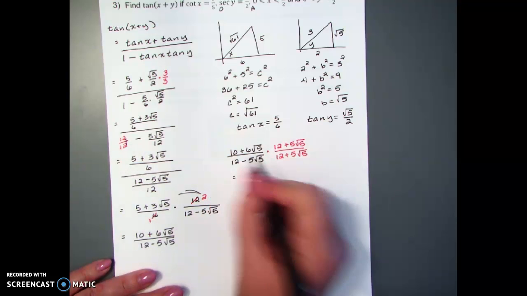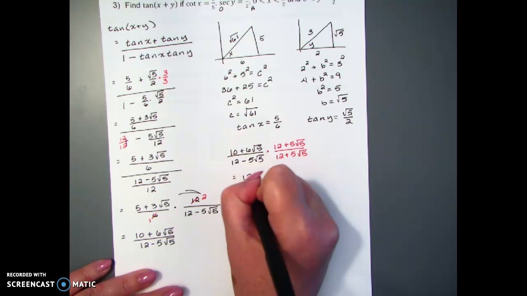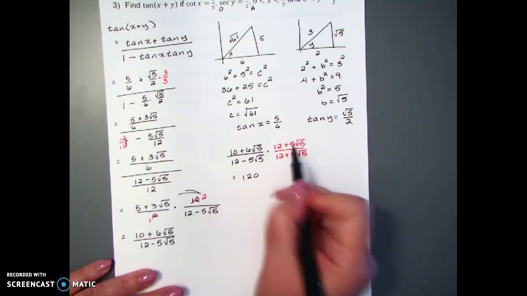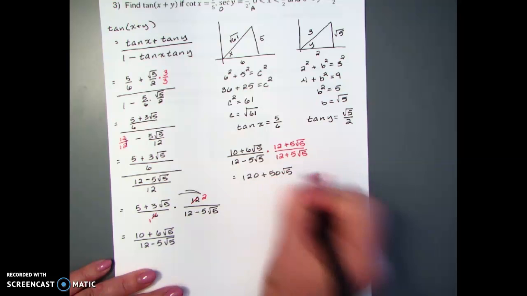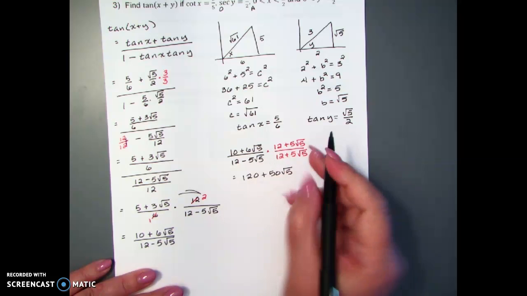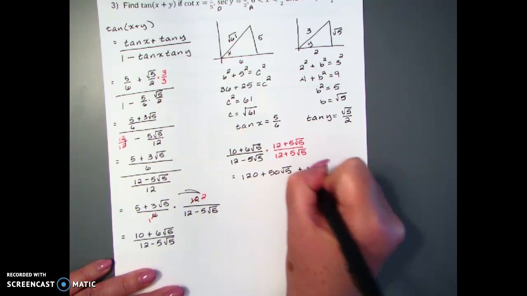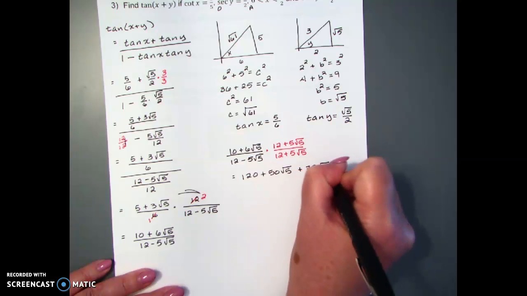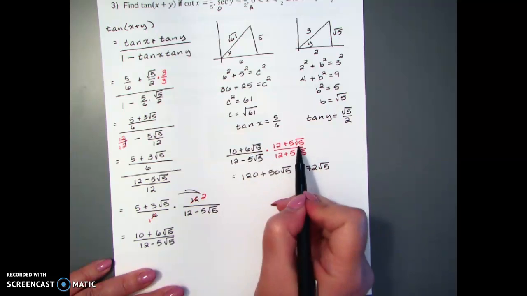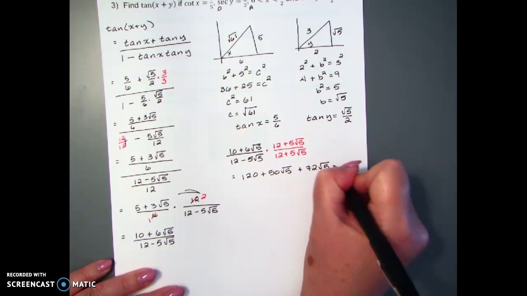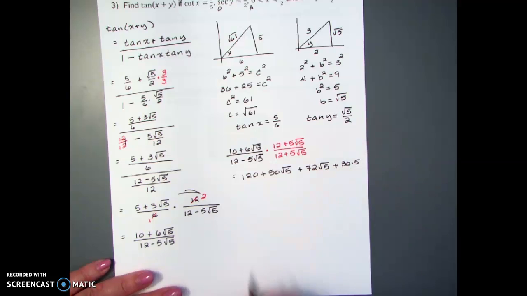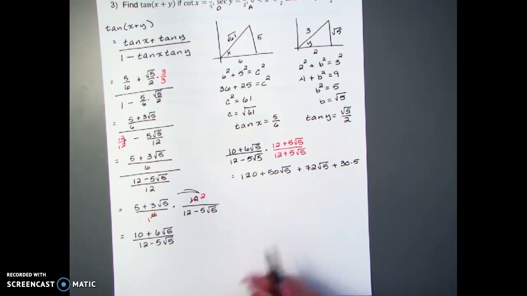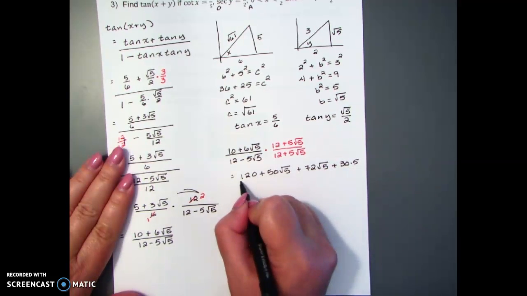So we're going to get 10 times 12 is 120. And then we get 10 times 5 root 5 is 50 root 5. And we get 6 root 5 times 12, I believe, is 72 root 5. And then we get 6 root 5 times 5 root 5 is going to be 30 times 5. So 6 times 5 is 30, and root 5 times root 5 is 5.